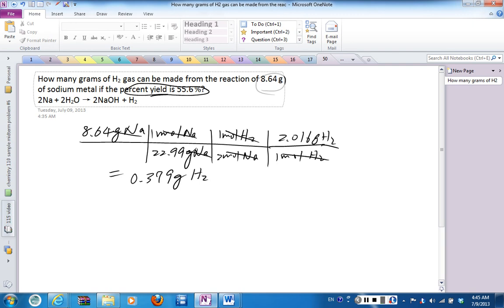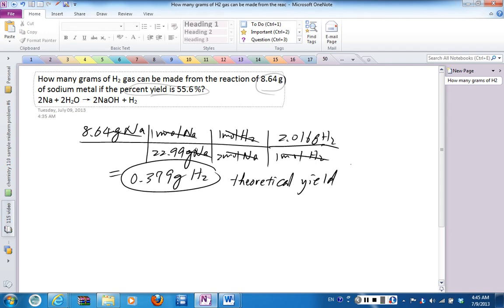55.6% means of all the products that are going to be made theoretically, only some of them, to be exact, 55.6% of them, would make it. So what we got here from the stoichiometry calculation, we need to remember, is the theoretical yield. This is when every bit of our sodium reacts and works effectively to release hydrogen from water. This is the maximum amount of hydrogen we can produce.